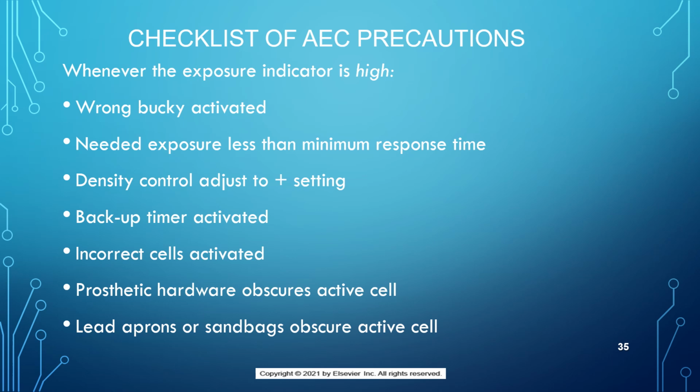Your density control was adjusted to the plus setting. Then your exposure is going to run long, and your brightness and contrast and your pixel intensities are going to be rescaled, but it's still going to send you a high exposure index, trying to tell you, hey, you overexposed. Okay. Your backup timer activates. Remember, the backup timer is a safety shut off, so you don't just keep exposing in perpetuity for those thicker body parts, those thicker patients, okay? And so it's going to turn the machine off when the ion chamber fails to activate.